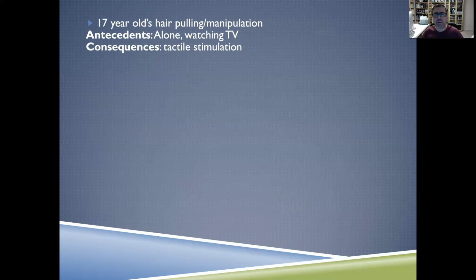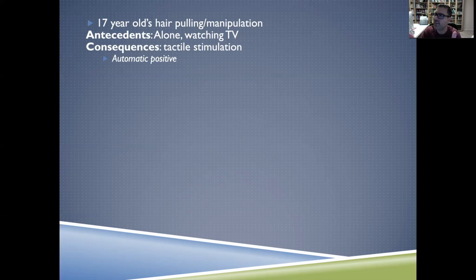Another example, pulling the hair, and it's important that you understand that in some cases extinction cannot be used, because that's going to be one of the determinants of whether or not extinction should even be considered as an intervention. Now think about this one. A 17-year-old is alone, pulls her hair, manipulates the hair, and that produces tactile stimulation. Again, what is the consequence? It is the feeling that the hair produces.